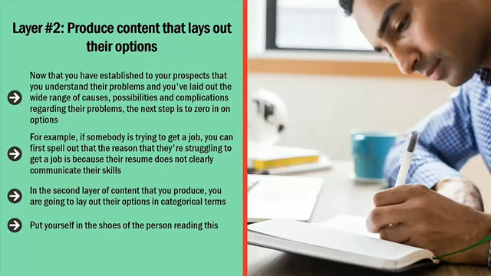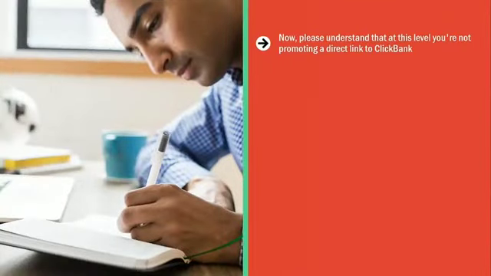You have demonstrated to them that you have a good understanding of their problem, and you demonstrate that this problem is not unsolvable. You have shown, by laying out different options, that this problem is not impossible. At this stage, your prospect is beginning to trust you more and more. In this level, you are obviously going to start working on getting them to like the option that you are promoting. Now, please understand that at this level, you're not promoting a direct link to Clickbank.